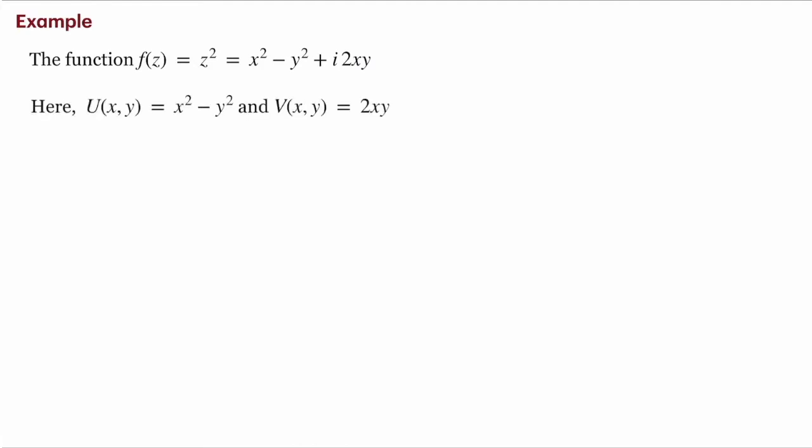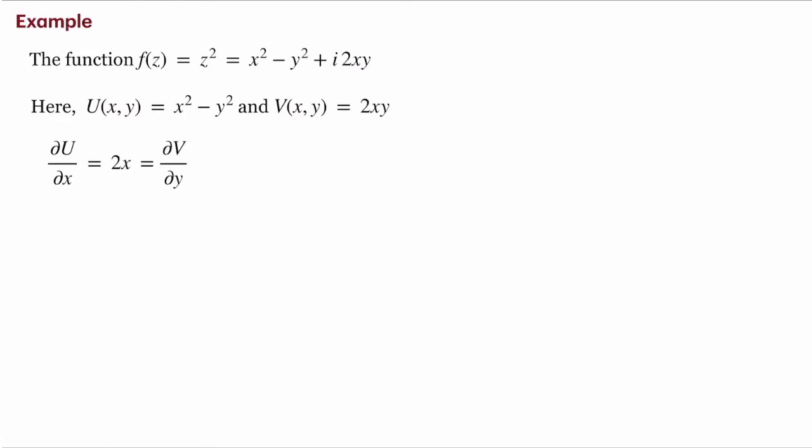Let's look at an example which we have already seen: f(z) = z square, which in terms of x and y is x square minus y square plus i 2xy. Now we have u = x square minus y square and v = 2xy. So we differentiate u with respect to x, we get 2x, which is the same as differentiating v with respect to y.